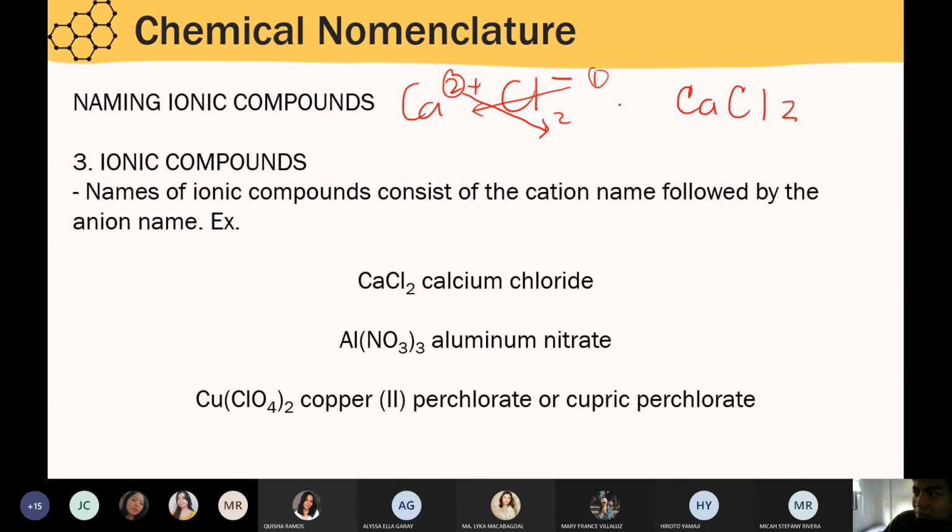So what's the name? The name of the cation is calcium, and the name of the Cl ion is chloride. This is a monoatomic anion, so that's chloride. As long as it ends with ide, it means it is a monoatomic anion according to rule number 2. So the name of this compound here is calcium chloride. Calcium refers to Ca2 plus, chloride refers to Cl minus. Okay, how about this one? What are the ions from this molecule here? If you want to determine the ions, you want to do the reverse crisscross.